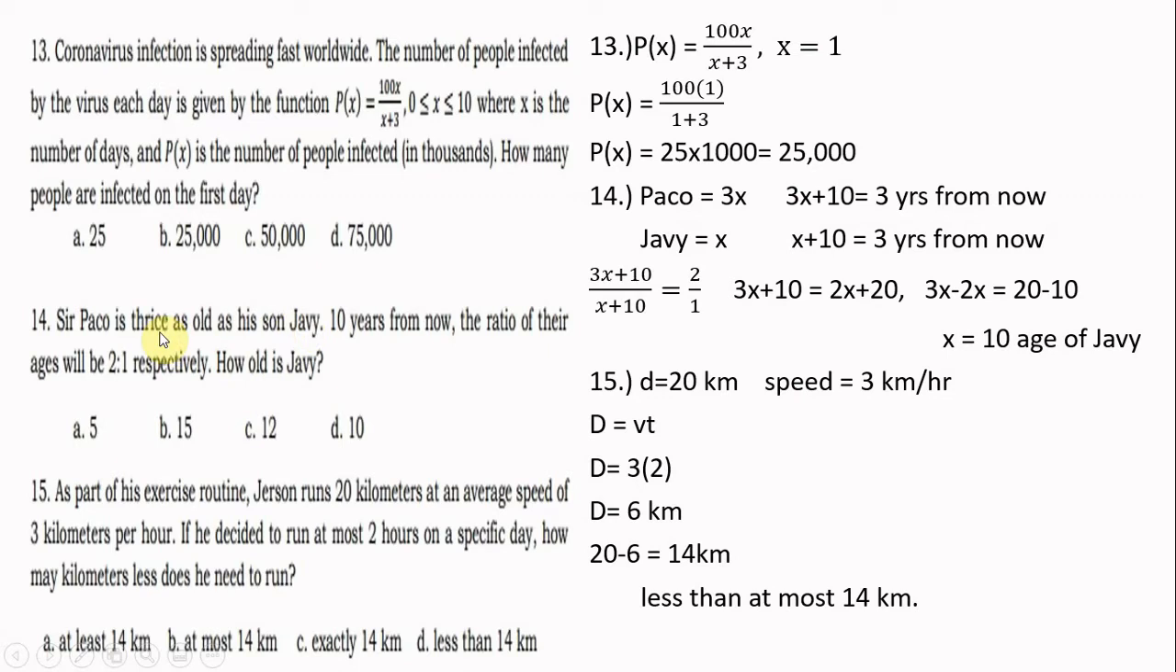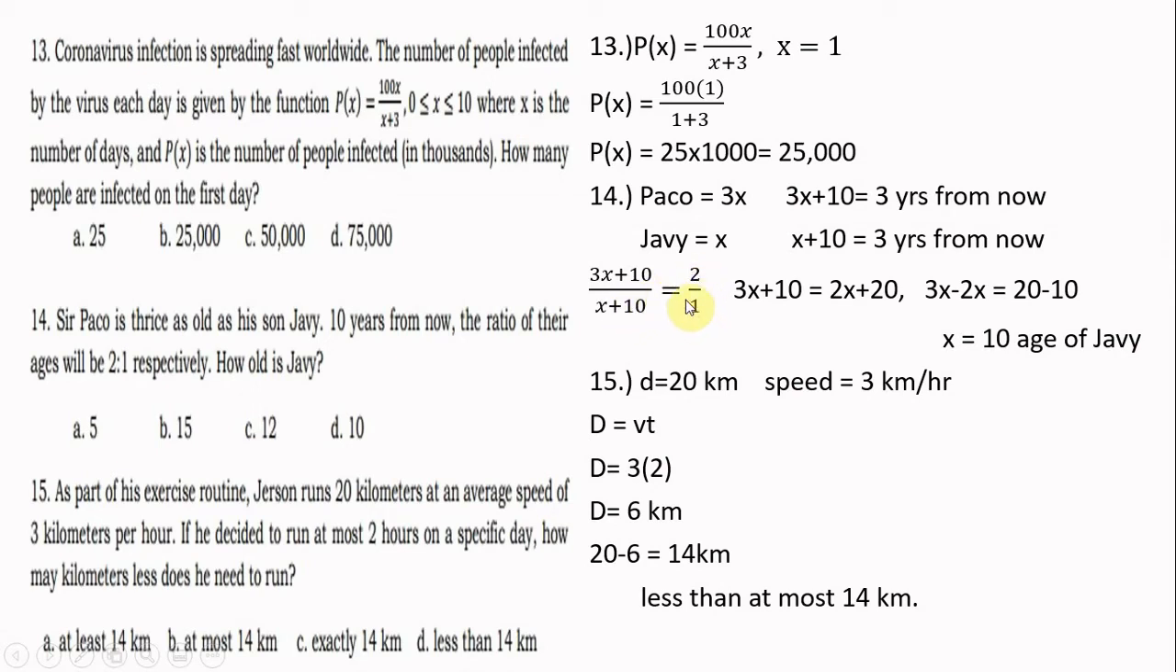And describe Paco. Paco is thrice as old as his son. So when we say thrice, that's 3x, and automatically JV, his son, will be x. So this is their age now. But after 10 years, we will add 10 to 3x, that's 3x plus 10. And we will add also to JV 10 years. Okay, now 10 years from now, their ages will be in the ratio of 2:1. So therefore, (3x plus 10) over (x plus 10) is equal to 2 over 1.